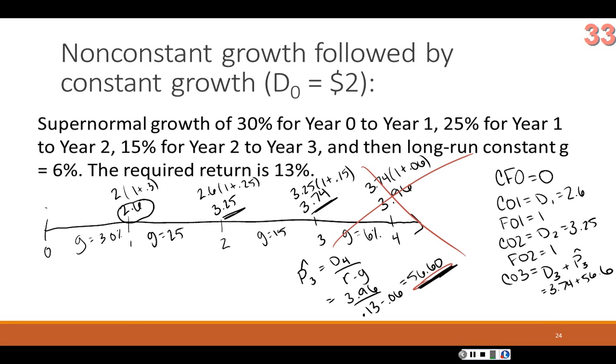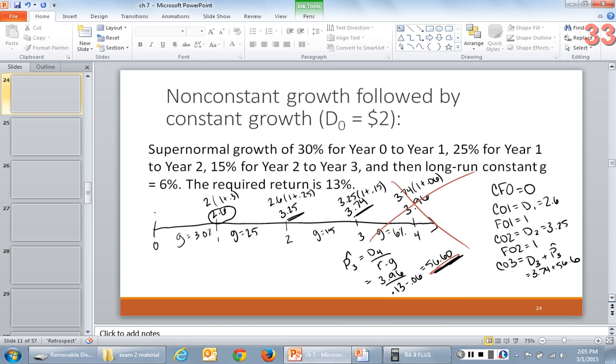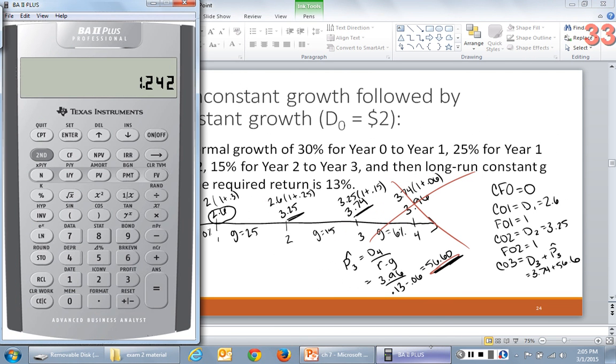So we can put this into our calculator. First, $3.74 plus $56.60 would give us $60.34. So now we can put these into our cash flow.